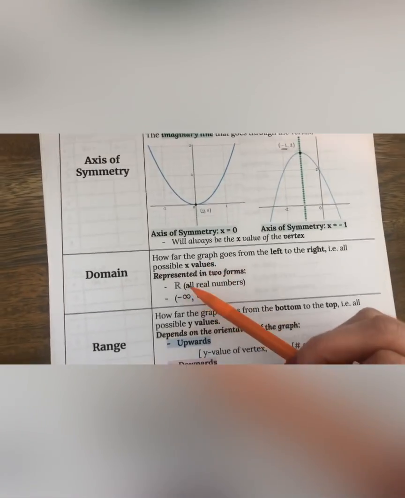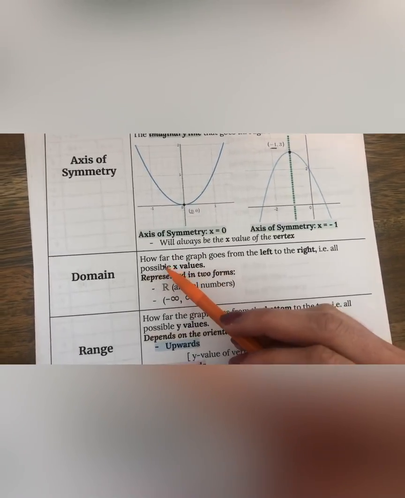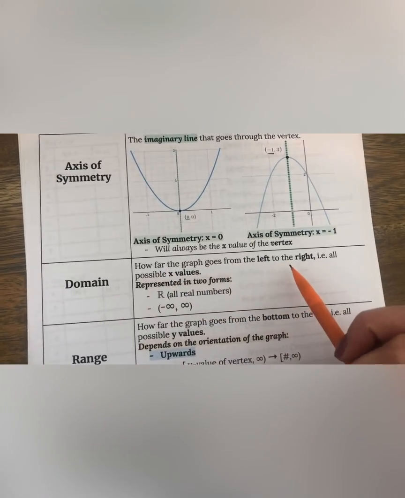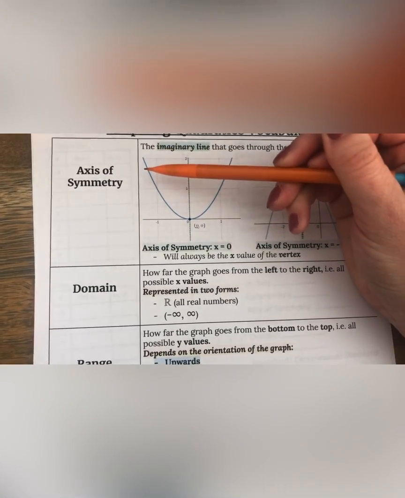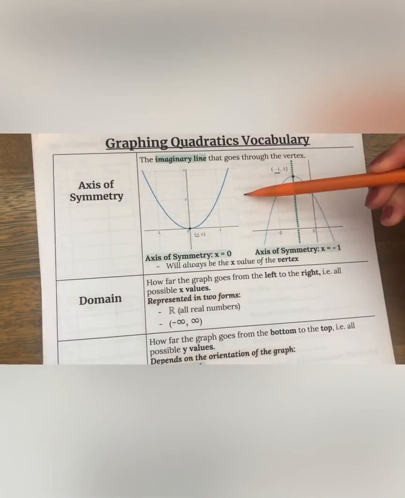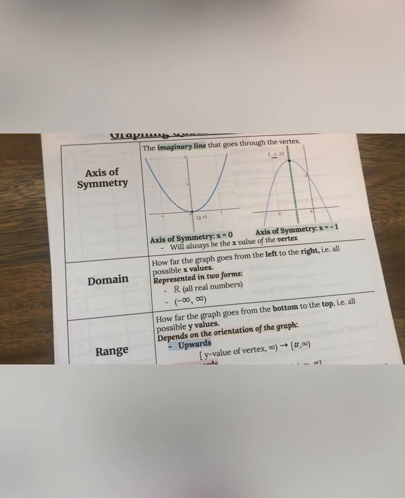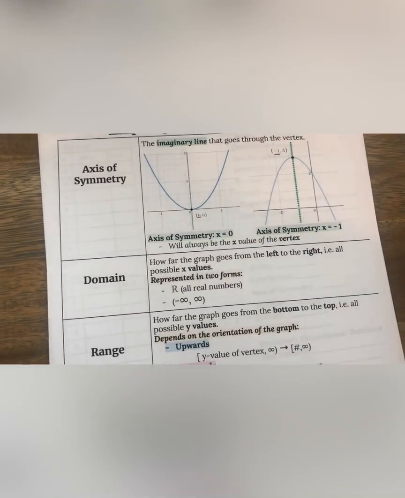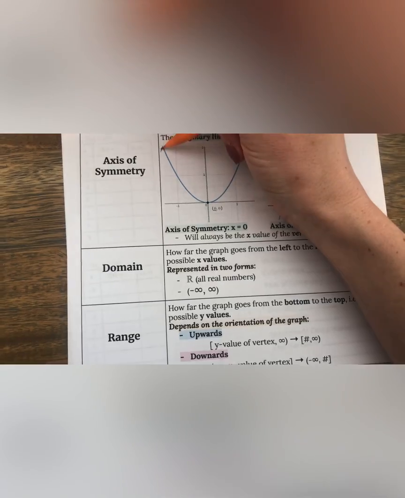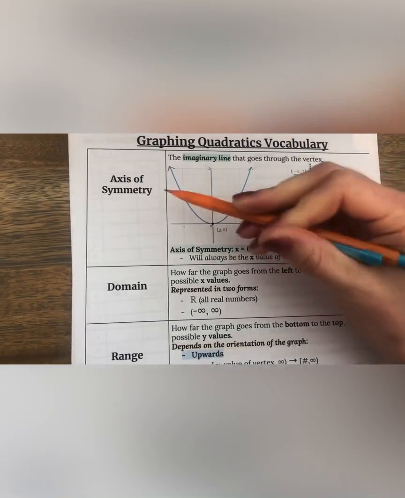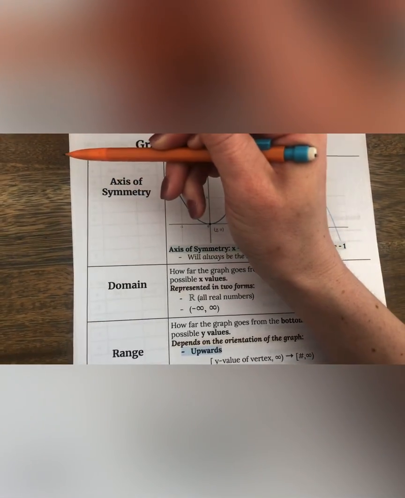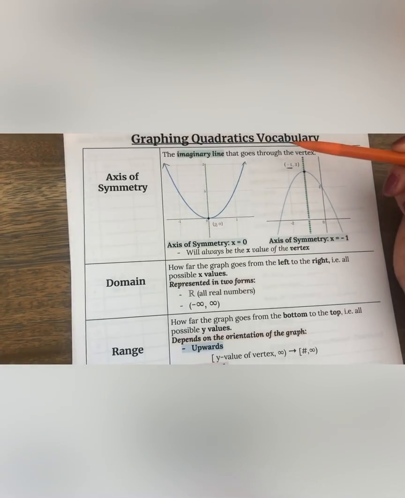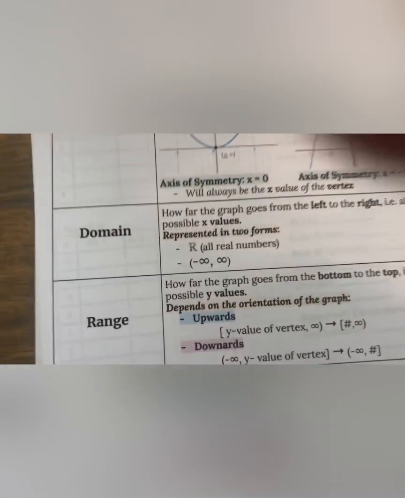Domain. Hopefully you've heard that word before. Basically, domain is how far the graph goes from left to right, basically all possible x values. If I'm looking at this graph, it wants to know all the x values from all the way to the left to all the way to the right. But the parabolas we're going to be working with extend forever and ever, so again, this would have arrows. They're never ending. So this graph is extending to the left forever and ever, and the same going all the way to the right. So there's two ways you can represent domain.